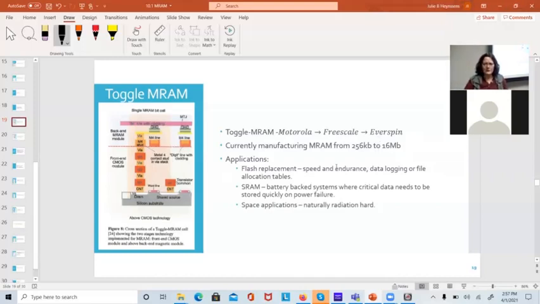Now, if you look at the range of these applications, you're going to start to see some of the reasons why everybody wants this to work. Not only is it durable and non-volatile like flash, SRAM, this is the fastest memory we have.